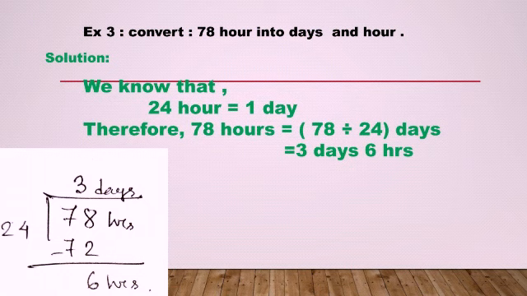Like hours and days. So 24 hours equals 1 day. So here we have to divide it by 24. After division we will get 3 days 6 hours. So this is the answer. So when we want to convert hours to days and hours, we have to divide it by 24.